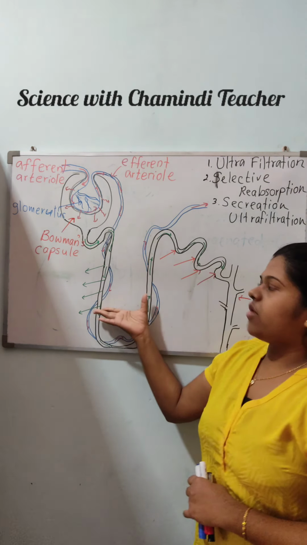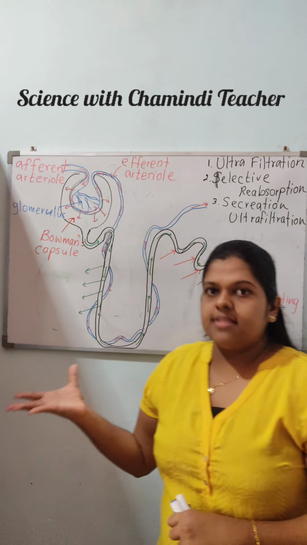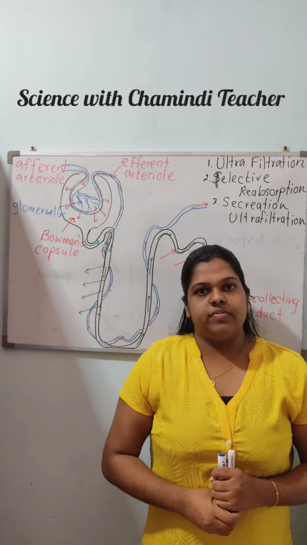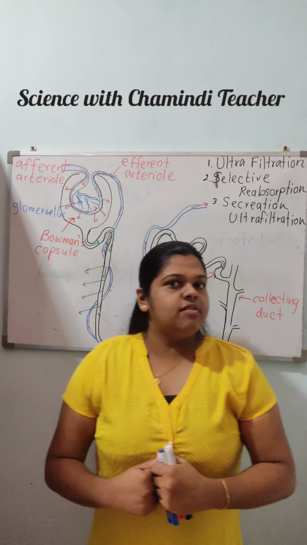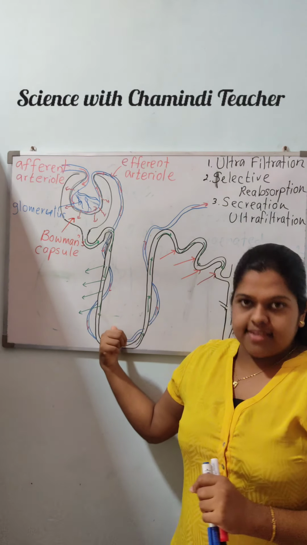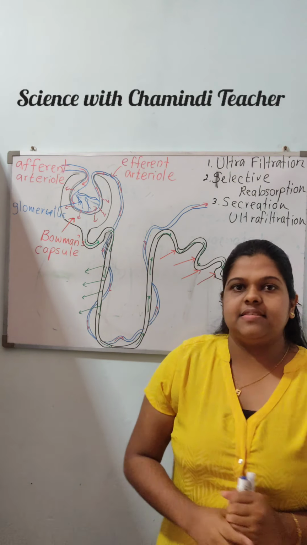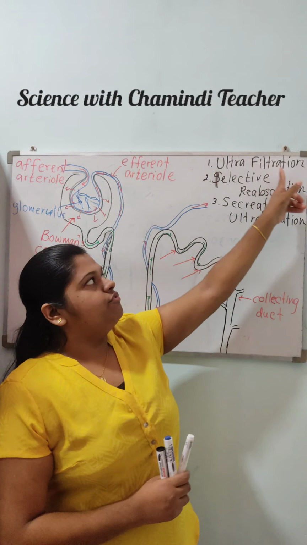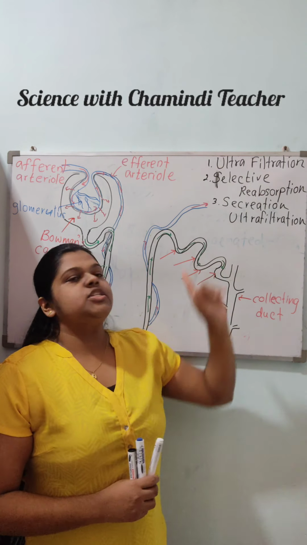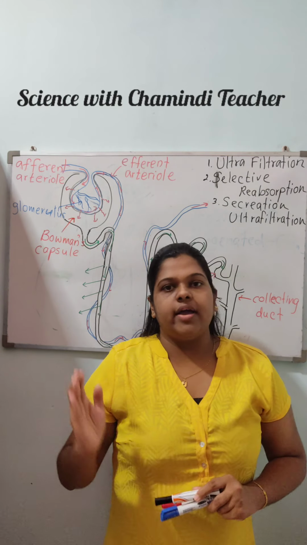Here I have drawn a rough sketch of a nephron. Today we are going to discuss how urine filtration happens inside the nephron. The blood inside our body is converted to urine inside this nephron. This happens through three processes: ultrafiltration, selective reabsorption, and secretion. We will discuss them one by one.